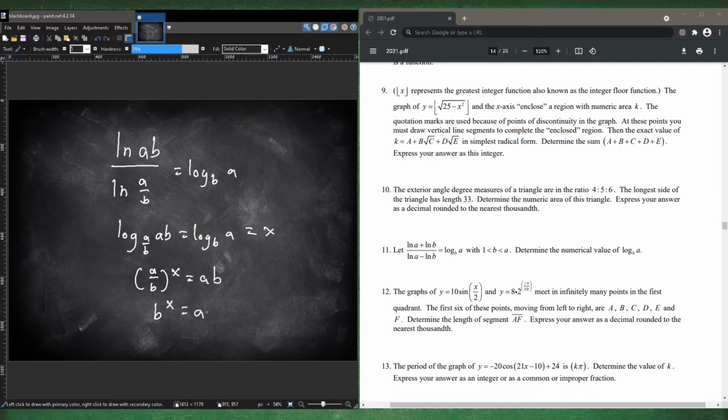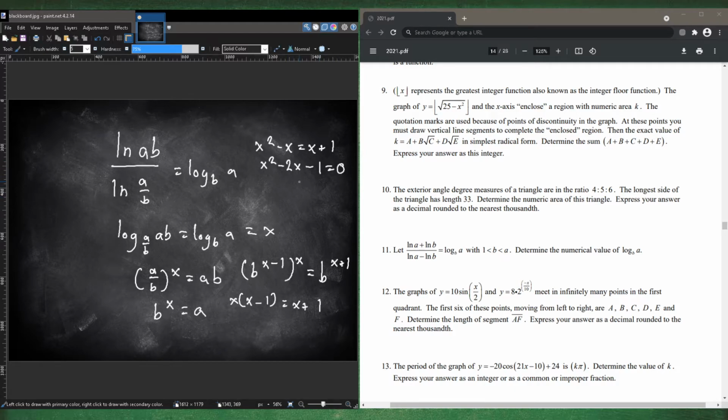So let's just substitute this a into here. That will give us b to the power of x divided by b, which is just b to the x minus 1, times our b to the power of x. And then a, which is b to the x, times this b is b to the x plus 1. So that's just x minus 1 plus x is equal to x plus 1. So that's x squared minus x equals x plus 1. So x squared minus 2x minus 1 equals 0.